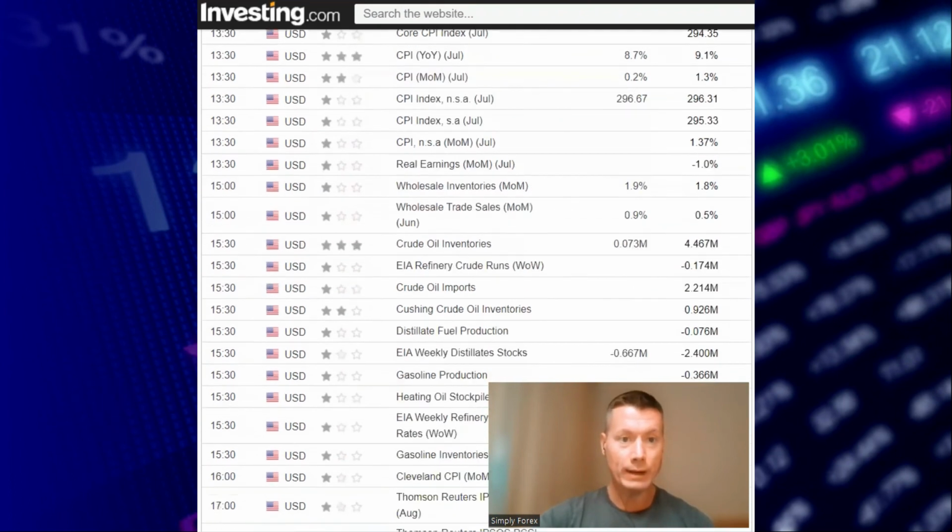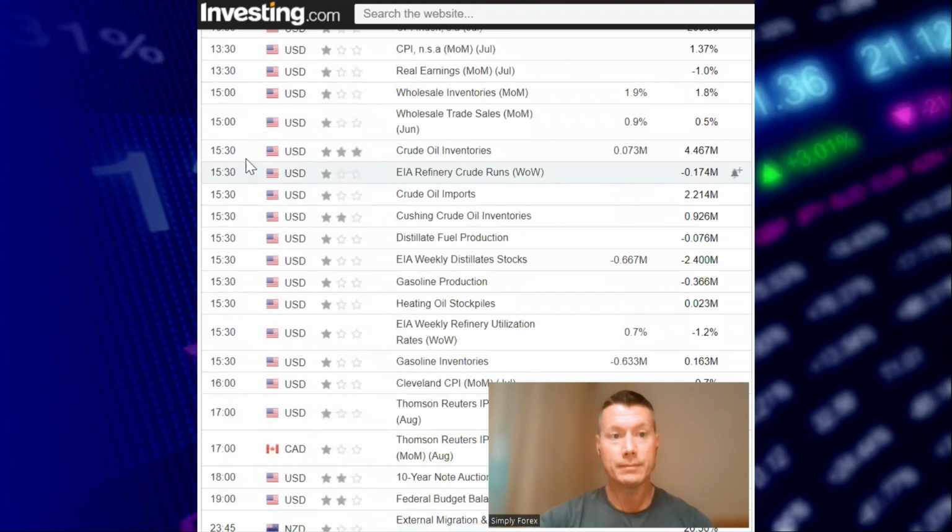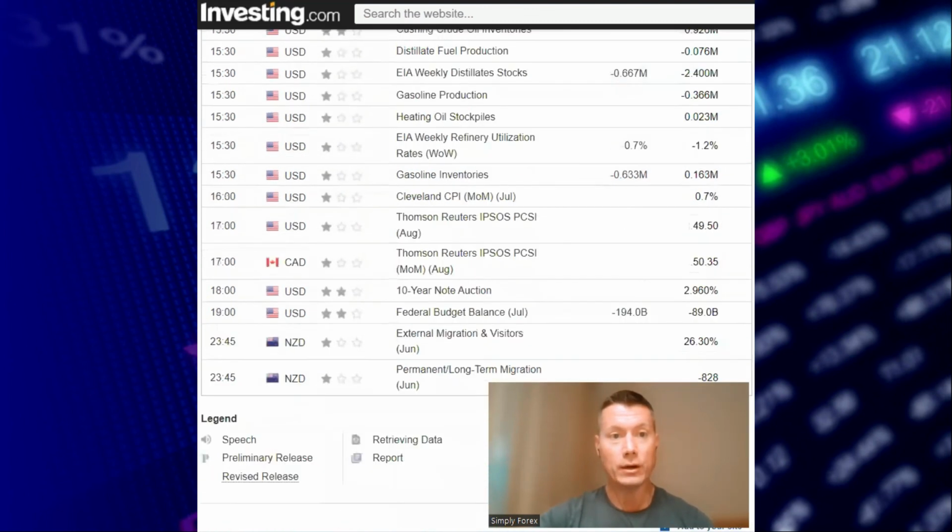Okay, if we carry on down, guys, the only other piece of news that we're interested in today is this. At 3:30 London GMT, we've got crude oil inventories. So this could affect the US dollar, any US dollar pair, and any Canadian dollar pair. Okay, so yeah, again, must be aware of that, guys. And as you can see, after that, guys, no other news that we're interested in today.